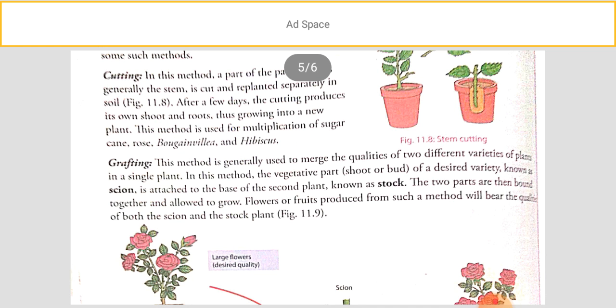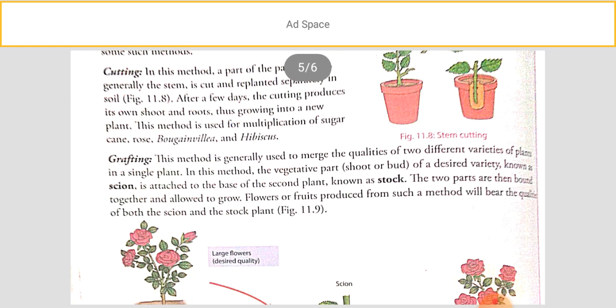The next method for multiplication of plants is grafting. This method is generally used to mix two varieties of plant. In this method, mainly the vegetative part, either the root or shoot or a bud of a desired variety, also known as scion, is attached to the base of the second plant.